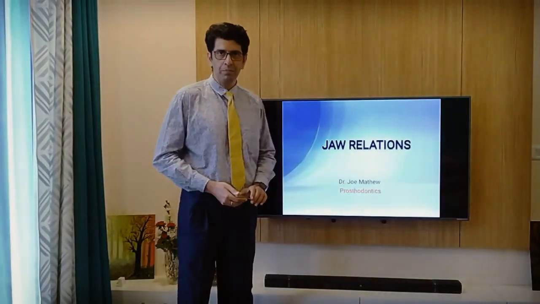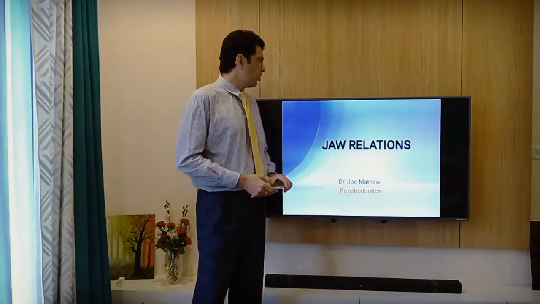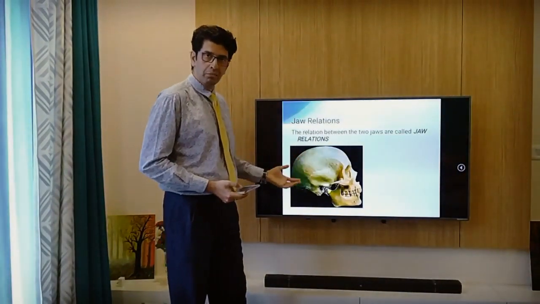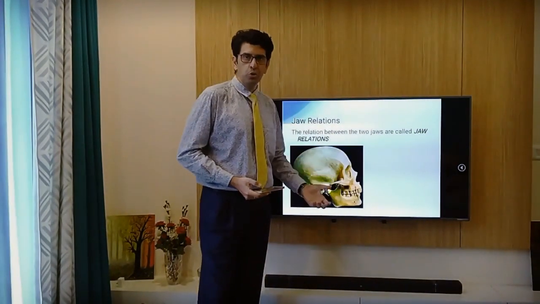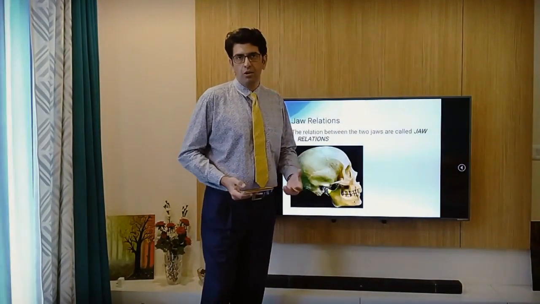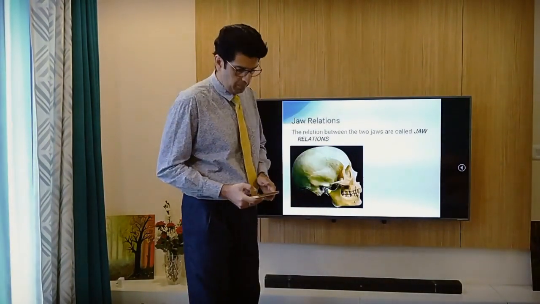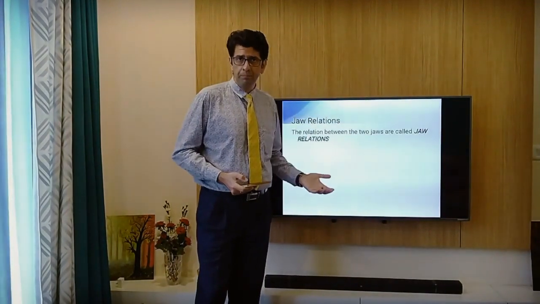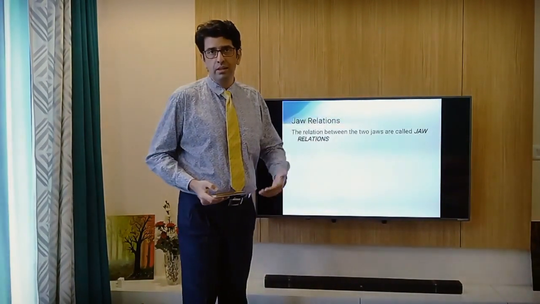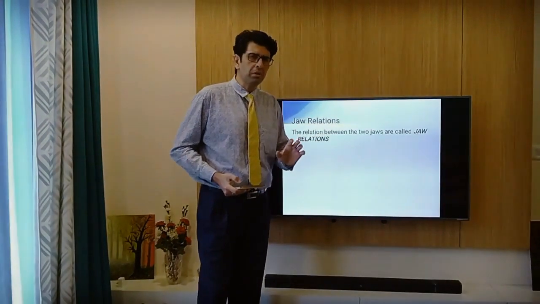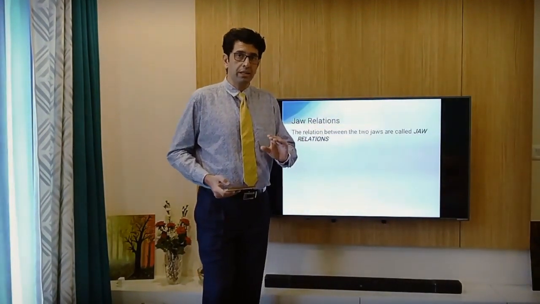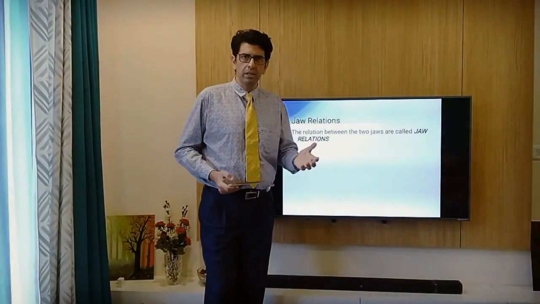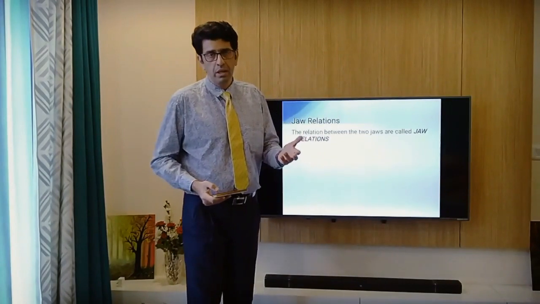What is jaw relation? The relationship between the jaws is called jaw relation, obviously, right? So we have two jaws, the maxilla and the mandible, and the teeth usually provide the basis of the relationship between the maxilla and the mandible. So when we don't have teeth, everything starts to change and it gets difficult. So today's lecture is primarily going to be about jaw relation in edentulous conditions. But just before that, let me tell you something so that you have an idea about dentulous conditions as well.